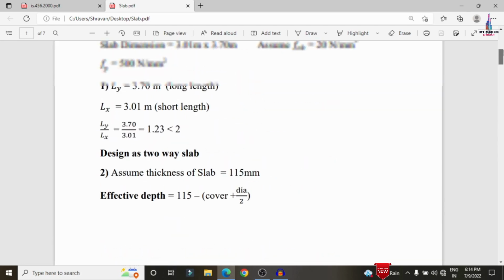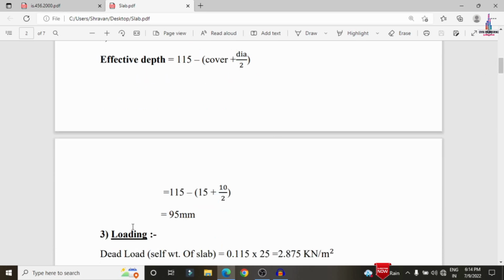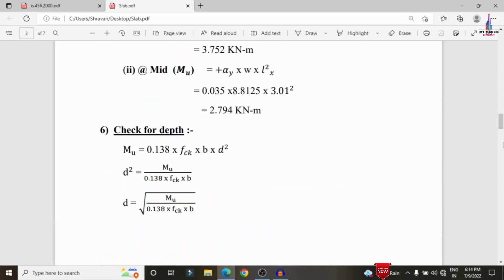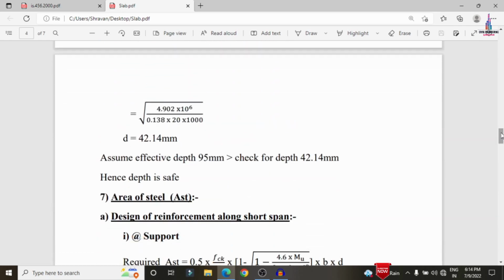So here, in step number 2, we calculated the effective depth, which comes to 95 mm. That is the assumed effective depth. From the depth check, it is coming greater than 42.14 mm. Any value greater than 42.14 mm is sufficient for this particular slab. Here we are taking the effective depth as 95 mm, as per the second step, hence it is safe.